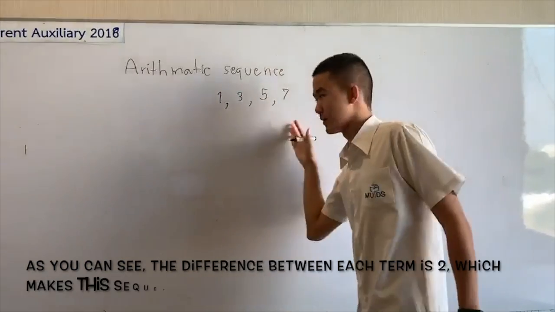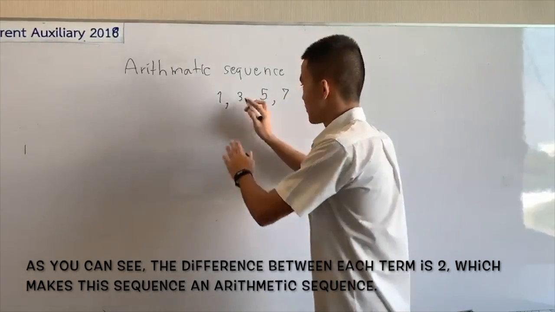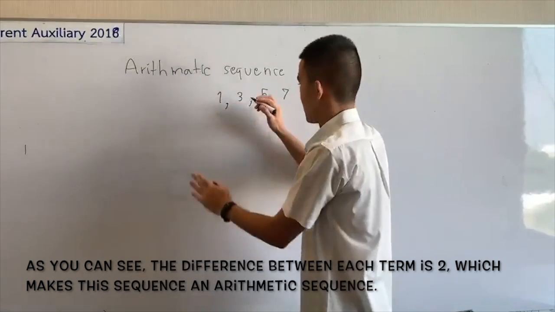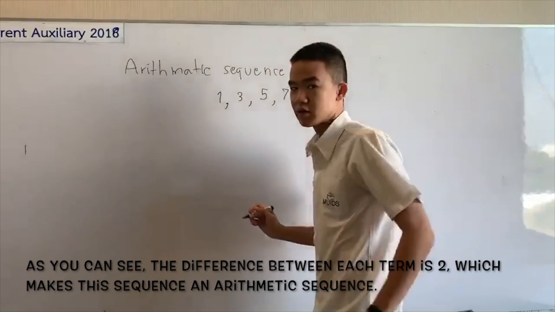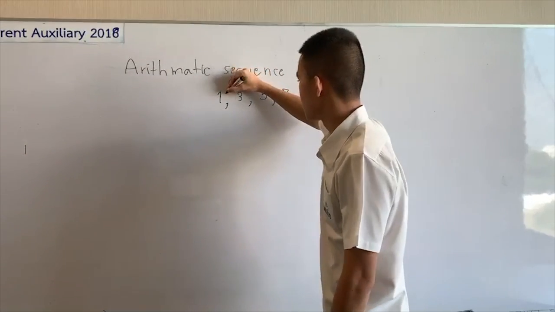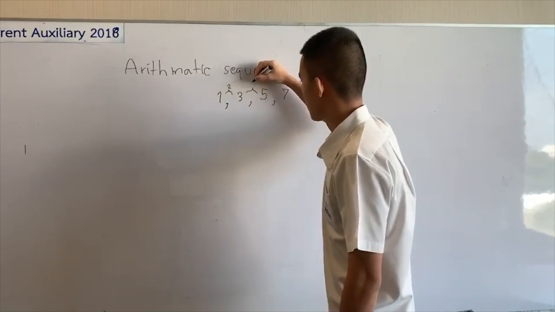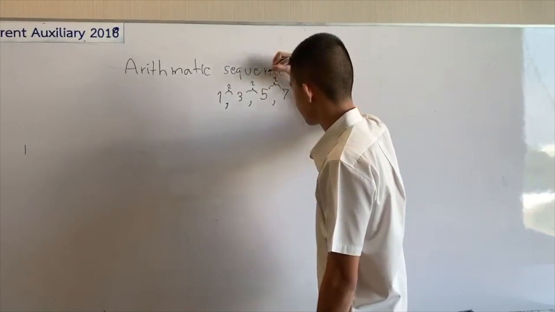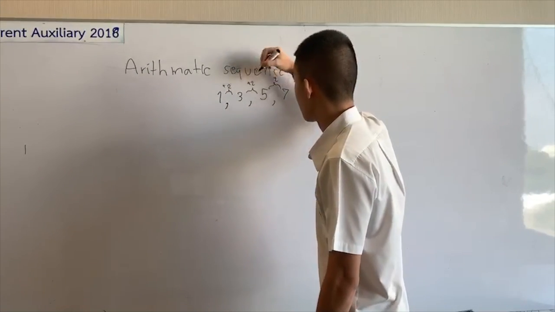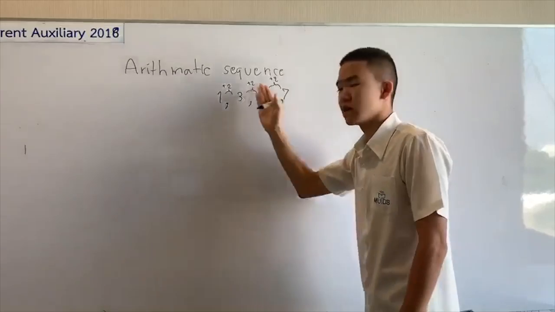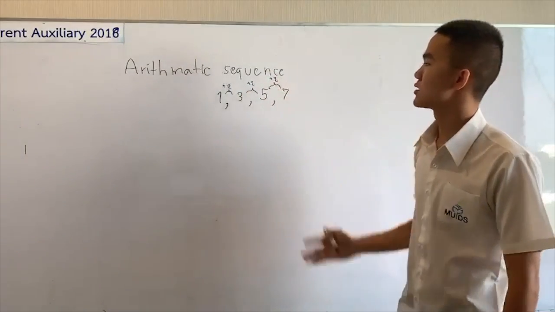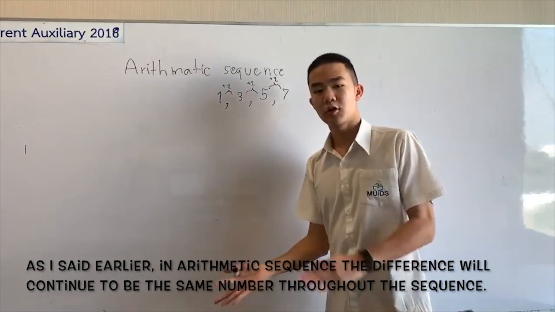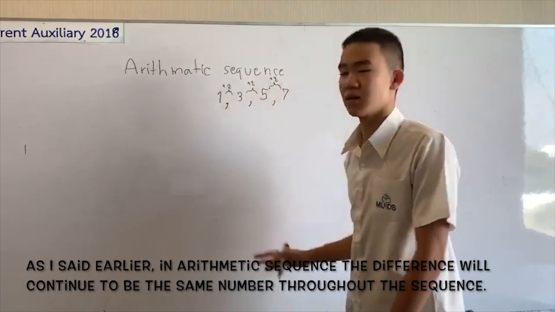As you can see, the difference between the first term and the second term is constant. The second term and the third term is constant. The difference between these is 2 and 2 and 2. Plus 2, plus 2, plus 2. In an arithmetic sequence, the difference will continue to be the same number for the rest of the sequence.